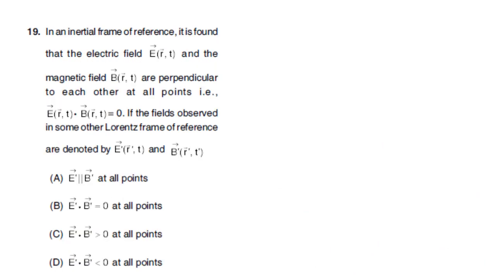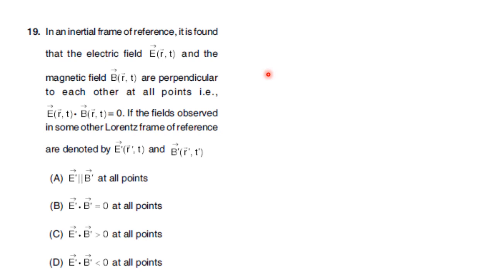In an inertial frame of reference, it is found that the electric field E of r, t and the magnetic field B of r, t are perpendicular to each other at all points, that is E dot B is equal to 0. If the fields observed in some other Lorentz frame of reference are denoted by E prime of r prime, t prime and B prime of r prime, t prime, they will be?